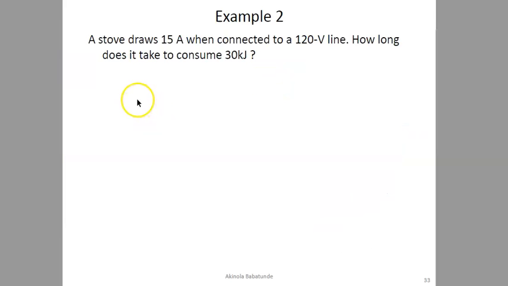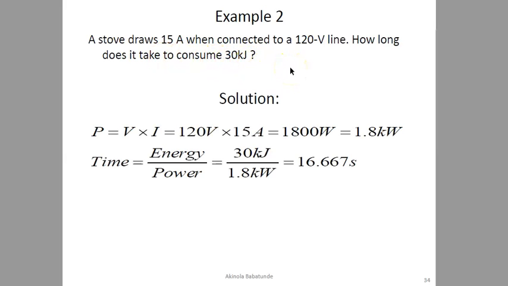Another example: a stove draws 15 amperes when connected to a 120 volt line. How long does it take to consume 30 kilojoules? This should also be straightforward for us. We do know that our power is equal to voltage times current, and that will give us 120 volts multiplied by 15 amperes, and that's about 1800 watts. Convert this to kilowatts if you so wish. You divide the watts by 1000, and that gives us 1.8 kilowatts.